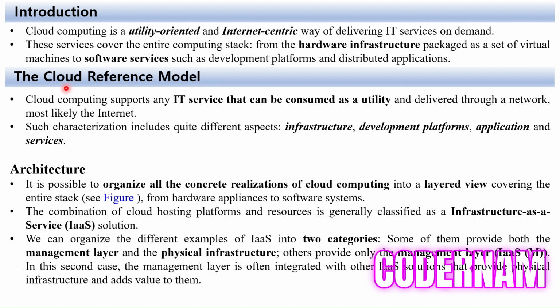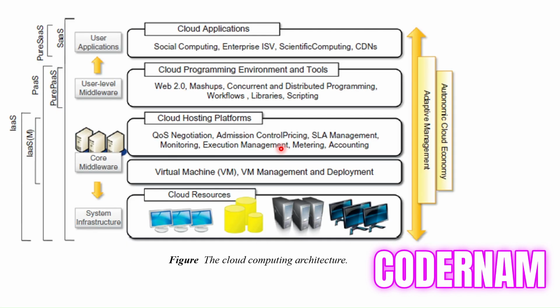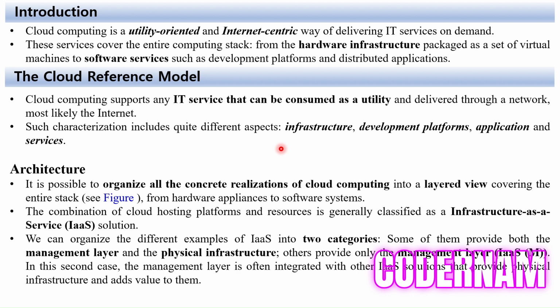So, cloud computing supports any IT services that can be consumed as a utility and delivered through a network, most likely the internet. So, such characterization includes quite different aspects, that is infrastructure, development platforms, applications, and services. So, when we look into the architecture part of it, it is possible to organize all the concrete realization of the computing into a layered view, covering the entire stack that is mentioned in this figure. And it is from the hardware applications to the software systems.